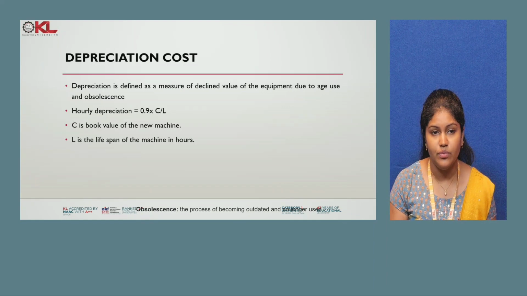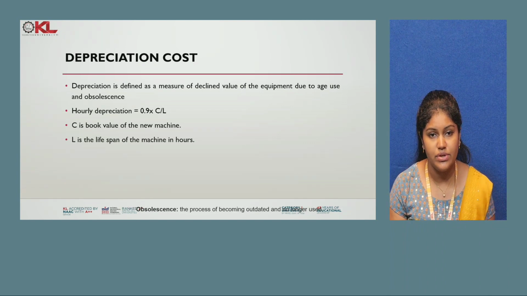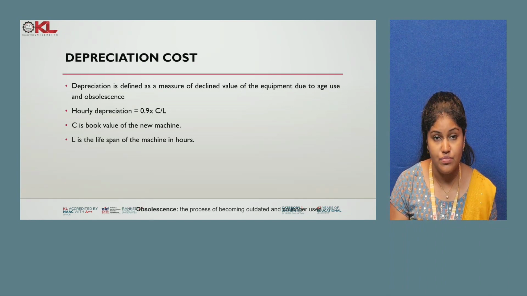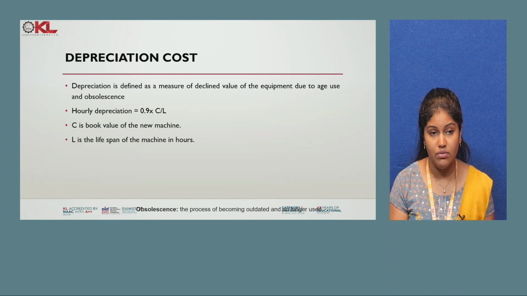First, what is a factor? Depreciation cost. That is the first factor. Depreciation is defined as a measure of decline in value of the equipment due to age, use and obsolescence. So we have to measure the decline in value of the equipment due to the age, use and obsolescence. After some years, after so many uses, what depreciation happens to that equipment?